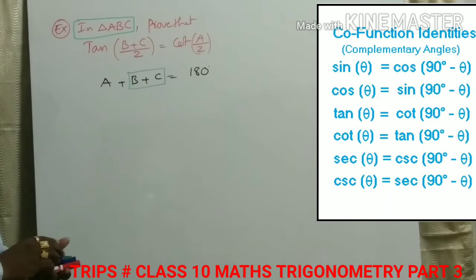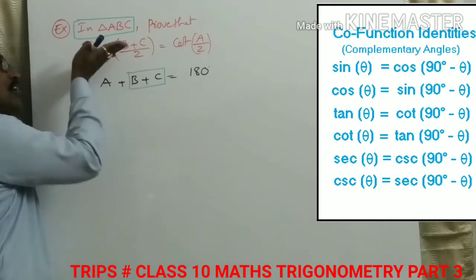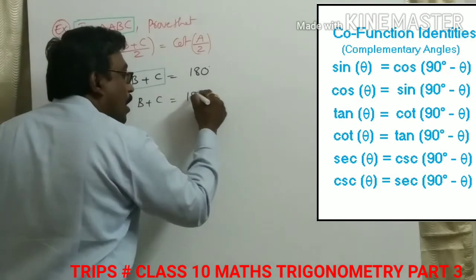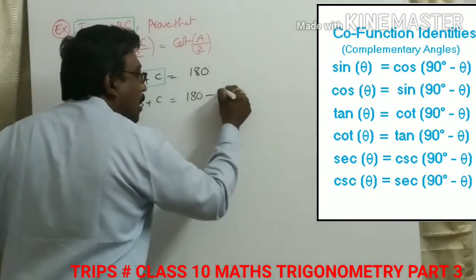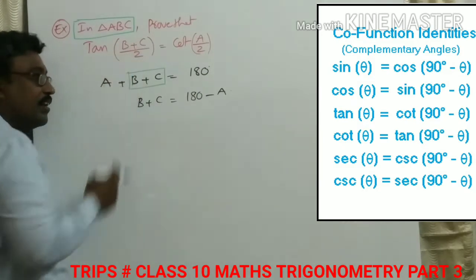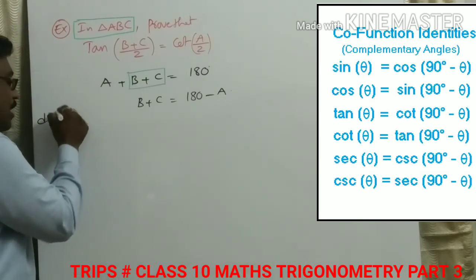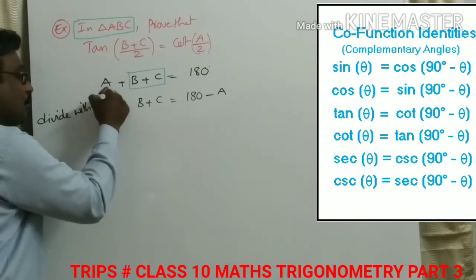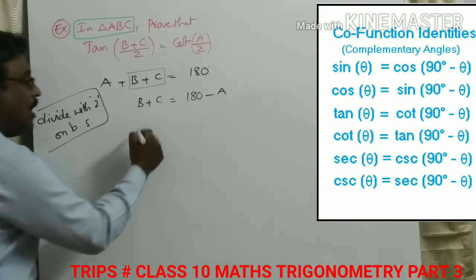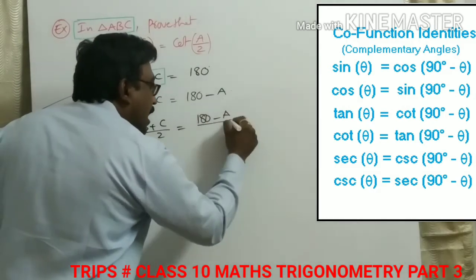Understand how I am taking the solution from the question. I am following the question. So B plus C is equal to 180 minus A, transferring A. But B plus C is not alone here; there is a 2. So I am dividing by 2 on both sides. If I divide, what will happen, you see? B plus C by 2 is equal to 180 minus A by 2.